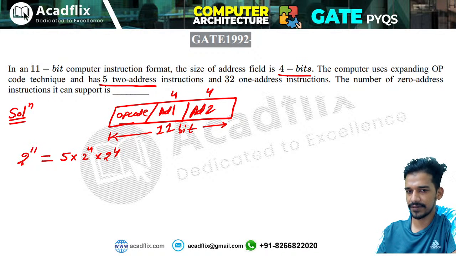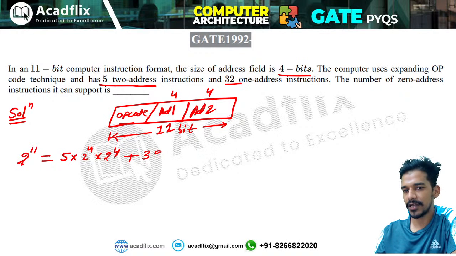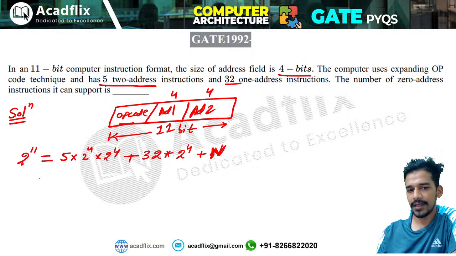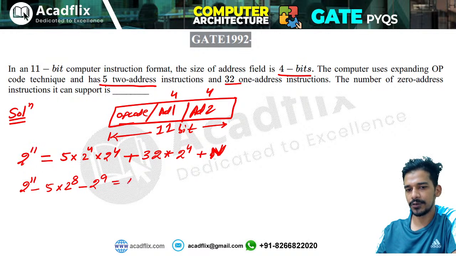We can use the combinations of address 1 and address 2. The combinations of address 1 can be 2 to the power 4 and 2 to the power 4 for address 2. Plus it is saying that we have 32 one-address instructions. In the 32 instructions, we will have one address. One address means 2 to the power 4 addresses are possible, right? We have to find out the number of zero-address instructions. Let's assume that the number of zero-address instructions is n. So we have to find out the value of n. The value of n will be 2 to the power 11 minus 5 into 2 to the power 8, minus 2 to the power 9, right, equals n.